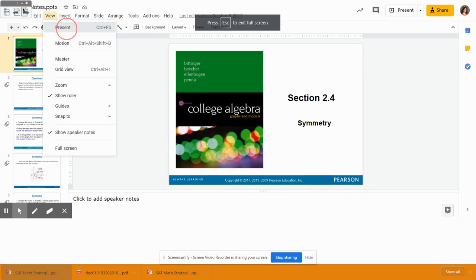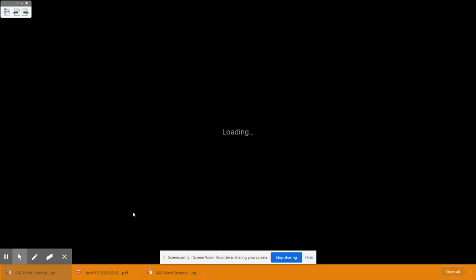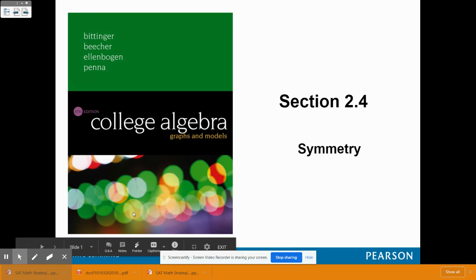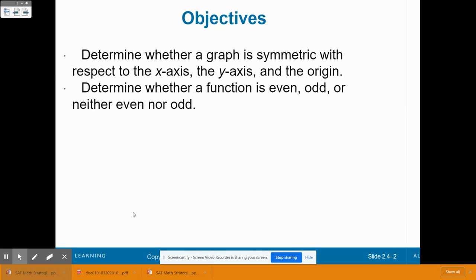Hello, everyone. We're going to talk about symmetry today. We've heard of symmetry when we talk about geometry, but today we're going to talk about it with algebra and looking at the graphs. So this is what we're going to do. We're going to talk about x and y axis symmetry, the origin, and determining if it's even, odd, or neither.